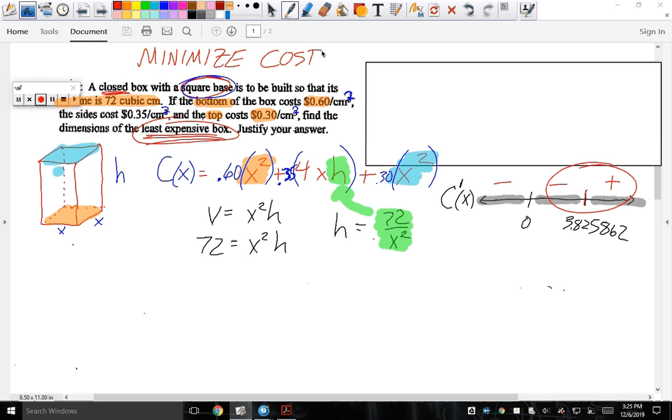Minimize cost. Okay? Any questions so far before we start putting all our answer with justification and all that? Okay, here we go. You help me out. How do I start this answer?